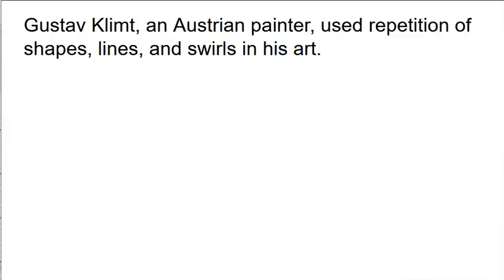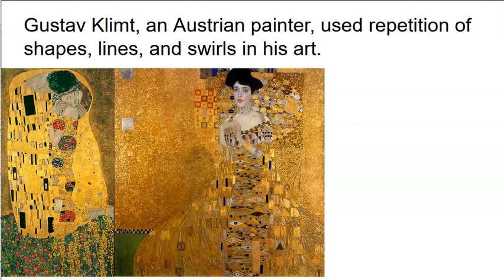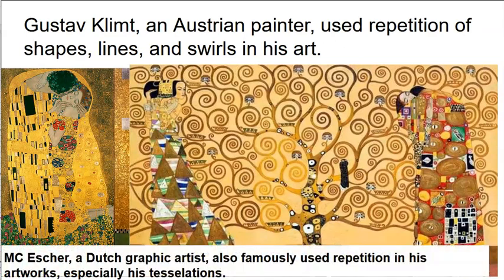Gustav Klimt, an Austrian painter, used repetition of shapes and lines and swirls in his art. And that repetition gave his artwork a sense of unity. M.C. Escher, a Dutch graphic artist, also famously used repetition in his artworks, especially his tessellations. I can't show you any of his artworks due to copyright permissions, but I have included a link to a video about his artworks, created by the BBC.